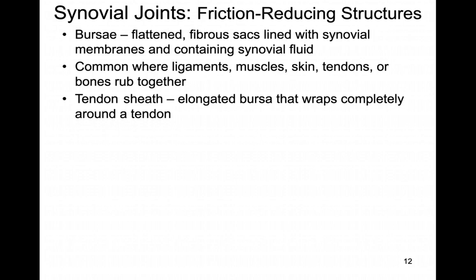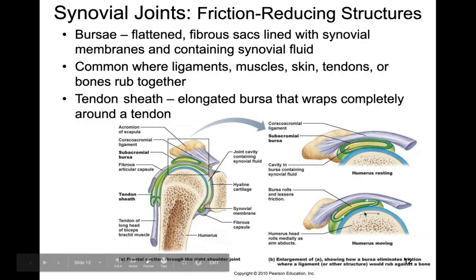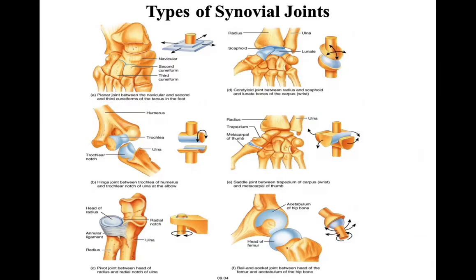So a tendon sheath is an elongated bursa that wraps completely around a tendon. So here is an example of a bursa so that you don't have this tendon rubbing directly on the bone. So bursitis is when you have inflammation of that.